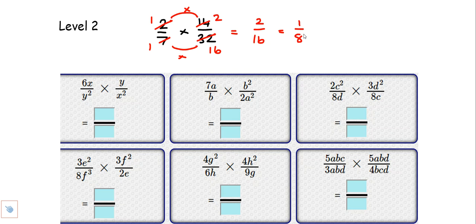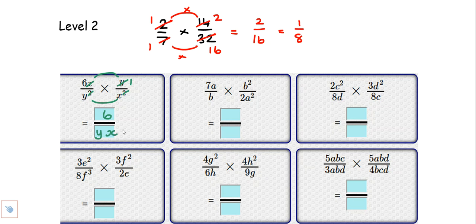Now, that's what I do with numbers, therefore that's what I do with letters, with algebra. So how do we go about it? We can do 6x times y, and y squared times x squared. But what we can do first is cancel tops and bottoms. This y would cancel with one of those, and I'm left with a 1 again, and the x cancels one of these x's. So I'm left with 6 times 1 is 6, and y times x is xy.